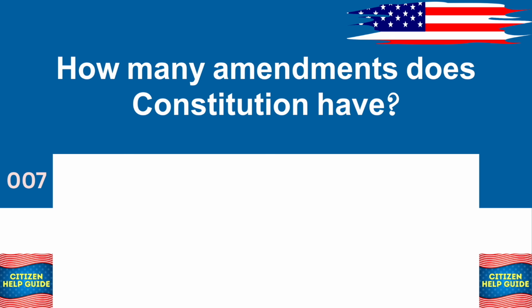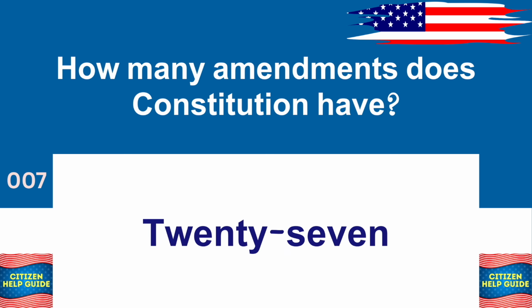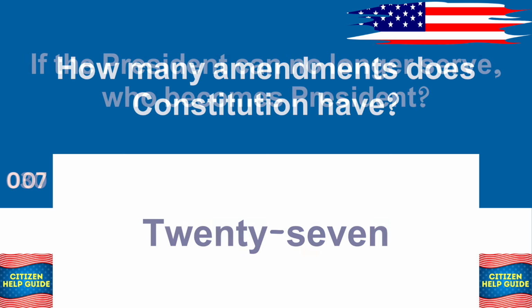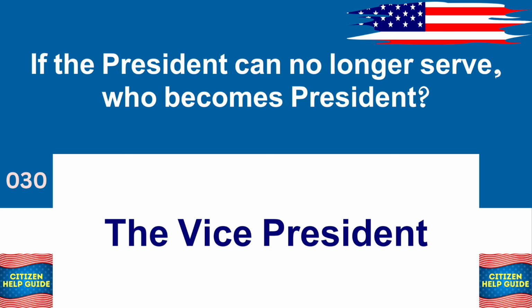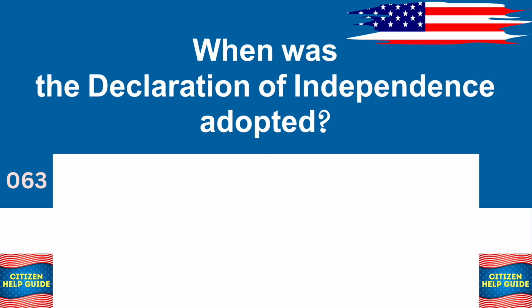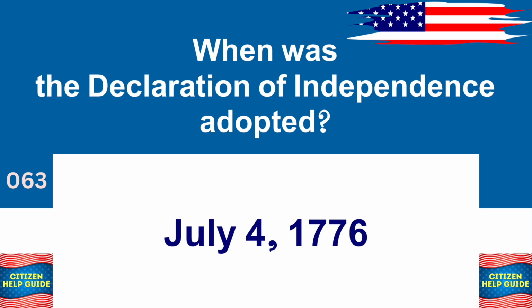How many amendments does the Constitution have? 27. If the president can no longer serve, who becomes president? The vice president. When was the Declaration of Independence adopted? July 4, 1776.